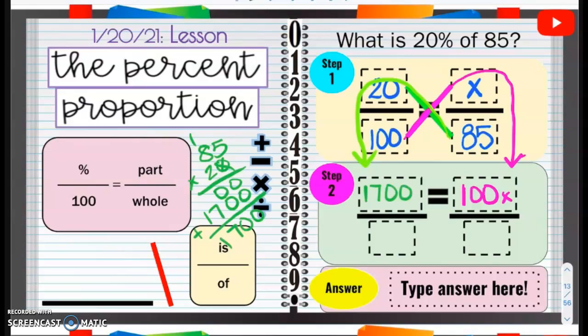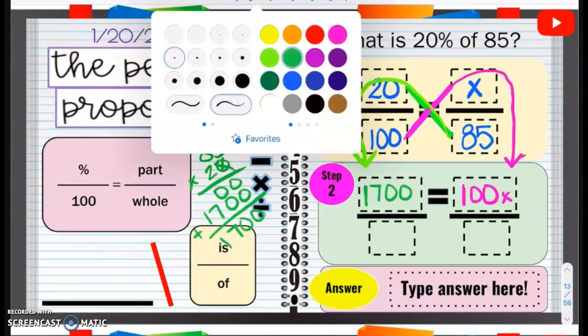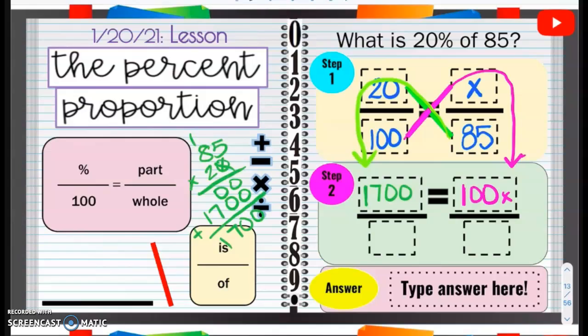So now we have 1,700 equals 100x. We're trying to figure out what this x is. Here's what we need to do. We need to divide both sides, because the inverse operation, or the opposite, of multiplying by x is dividing. So we're going to divide both sides by 100. We need to get x by itself, so we need to get rid of that 100.